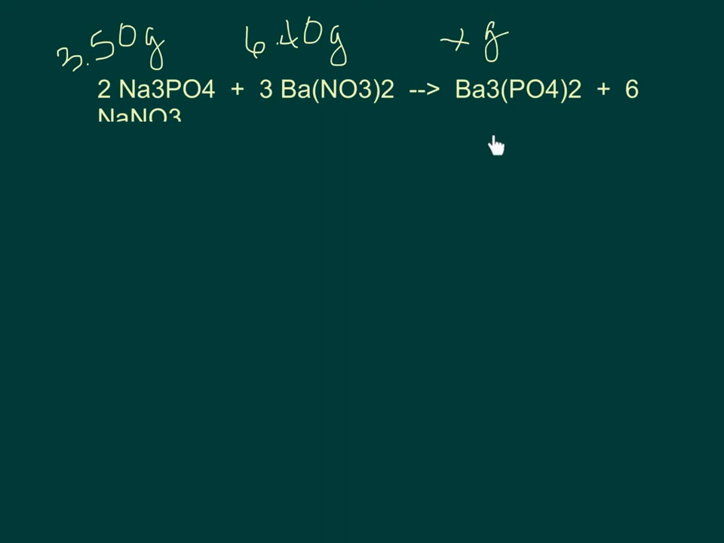Well, we know we're trying to figure out grams of barium phosphate, but we're given 2 amounts of reactants. And so which one are we going to use to determine how much barium phosphate will be produced? Well, whichever one is going to be consumed first is going to be the one that determines how much product we're going to be able to make. And so the substance that gets completely consumed in a chemical reaction is called the limiting reactant.